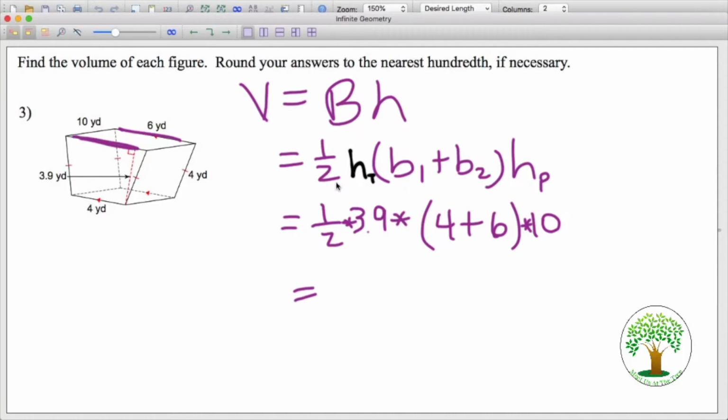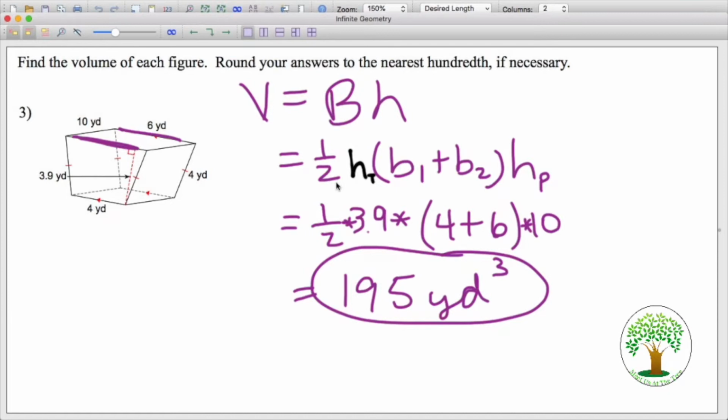195. Yeah, that's what I got. How much? 195.50? Yeah, I got that too. Units? Yards cubed. And we're moving on to number 4 now.